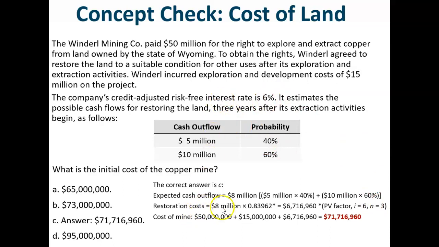So the present value of the $8 million estimated restoration costs is $6,716,960. So the total cost of the mine is $50 million plus $15 million plus $6,716,960.